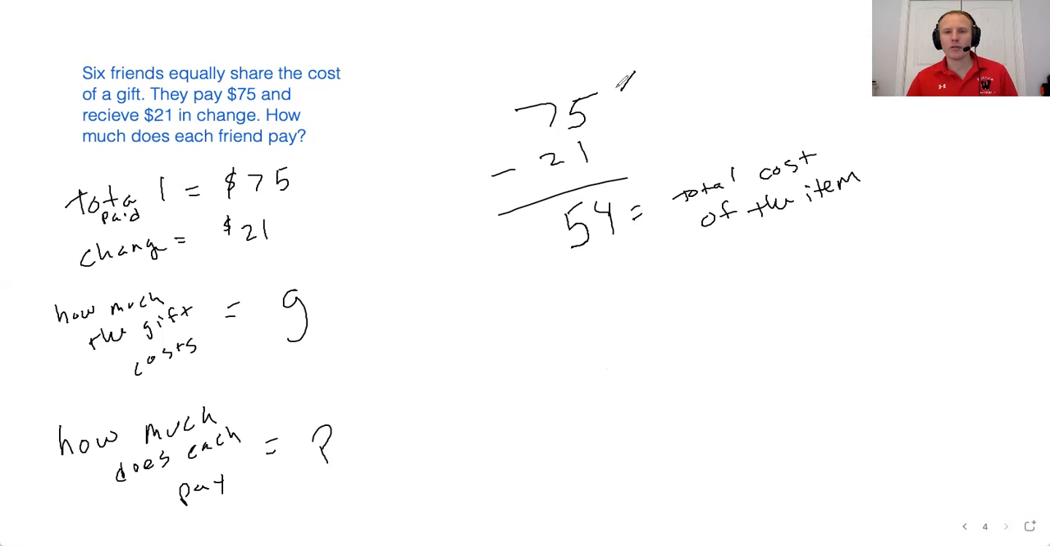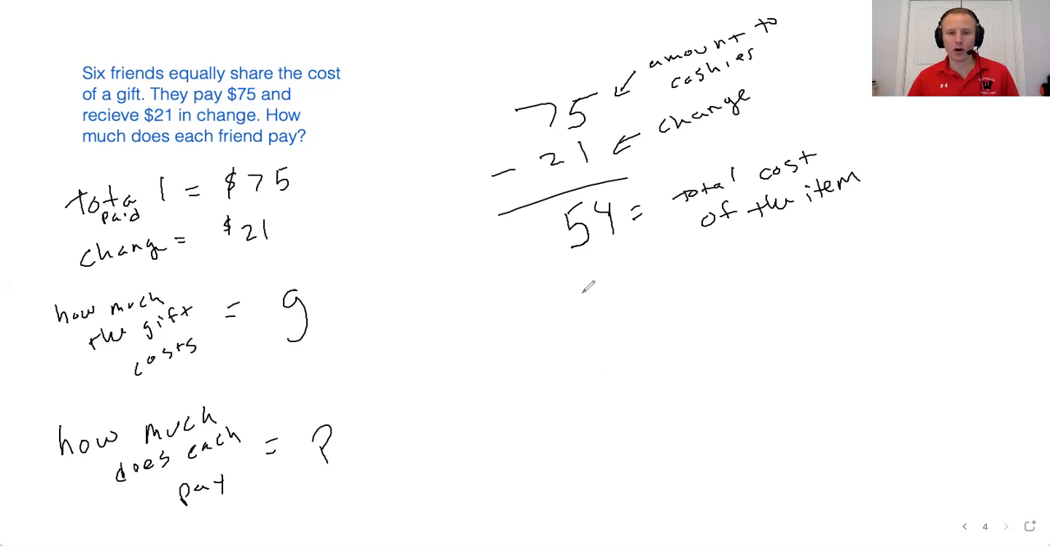So again, I'm going to overdo it with the notes here. Amount to cashier, change and the total cost of the item. So just because you give the cashier $75 doesn't mean it costs $75 because the person's giving you money back. So the total cost was 54.